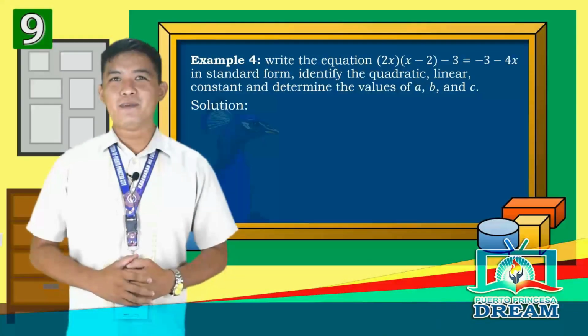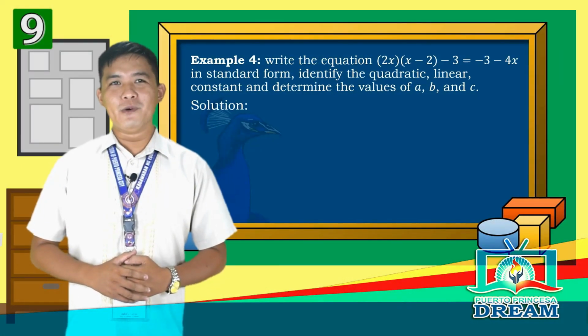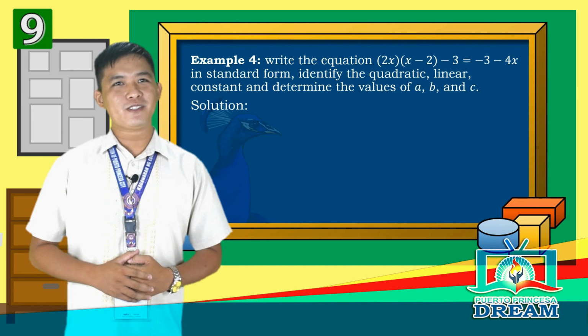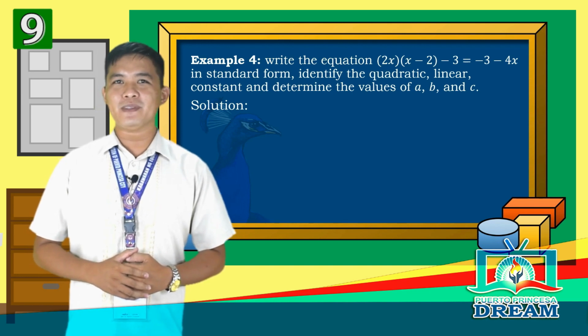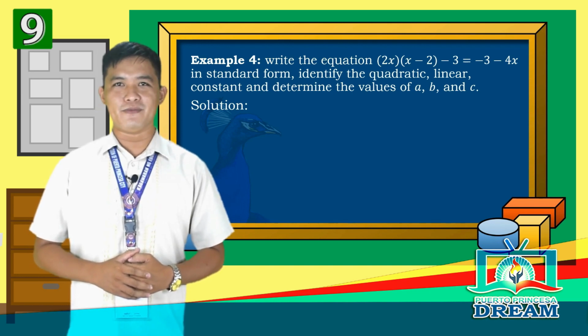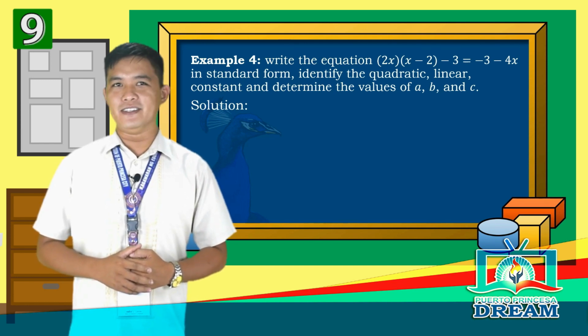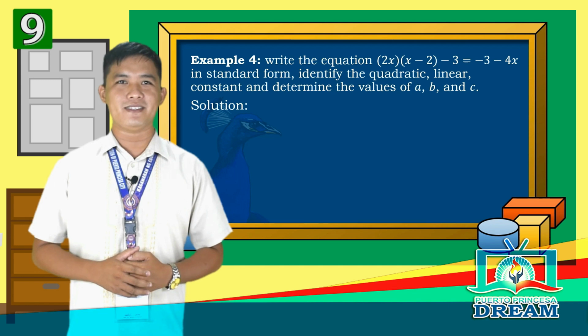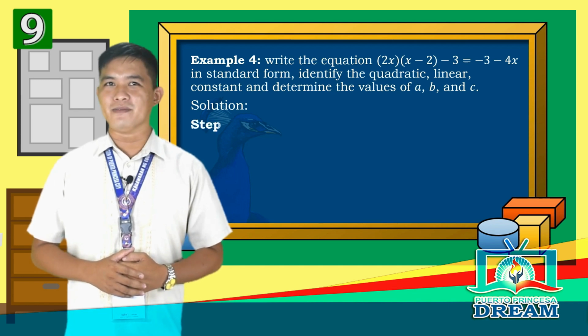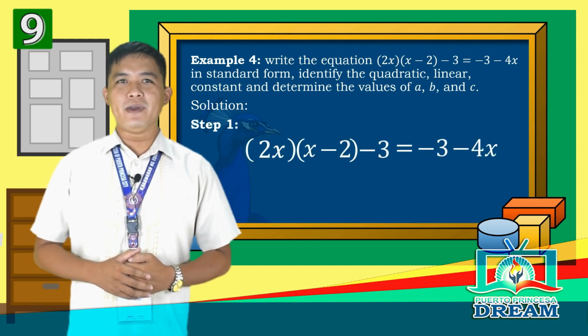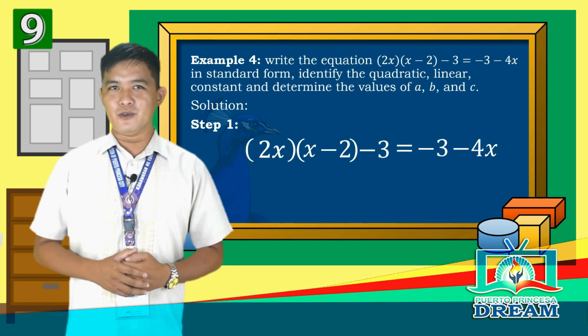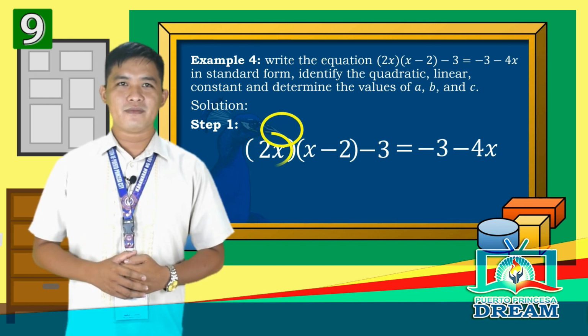For our fourth example, write the equation 2x times the quantity x minus 2 minus 3 equal to negative 3 minus 4x in standard form. Identify the quadratic, linear, constant, and determine the values of a, b, and c. Step 1. Multiply the monomial 2x and the binomial x minus 2 by distributive property.